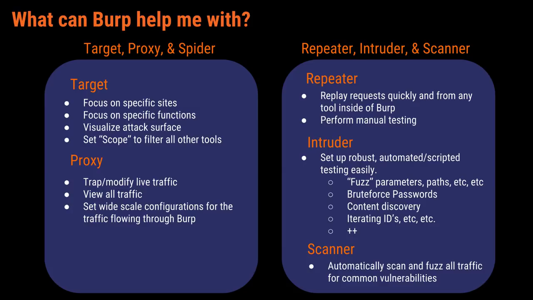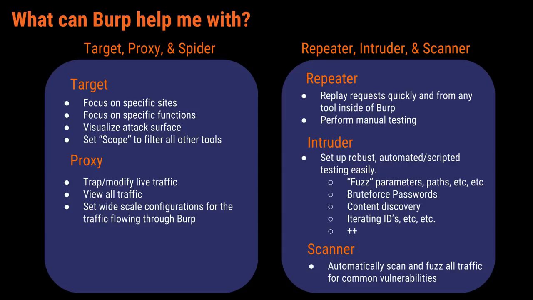And in general, the target tab helps you visualize, through its tree-style view, all of the attack surface, and with its icons, what's dynamic and what you should be looking to test on an application. It also allows you to set a scope to filter all the other tools so that you may only see what you want to see in a given engagement.